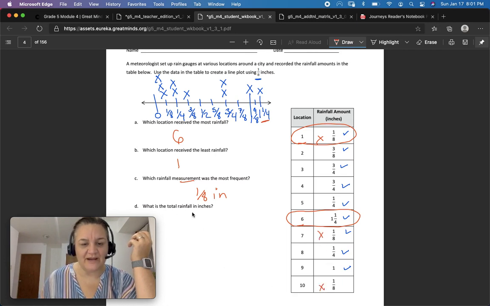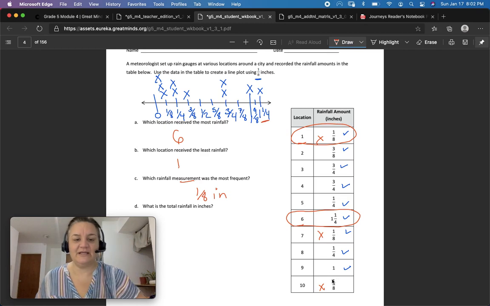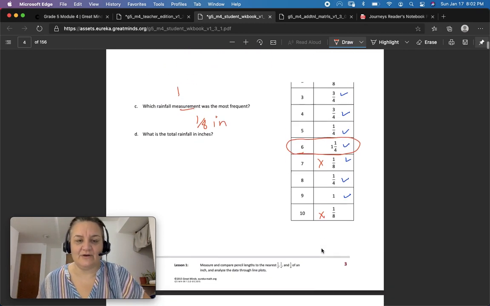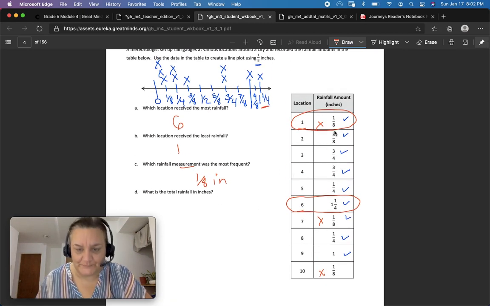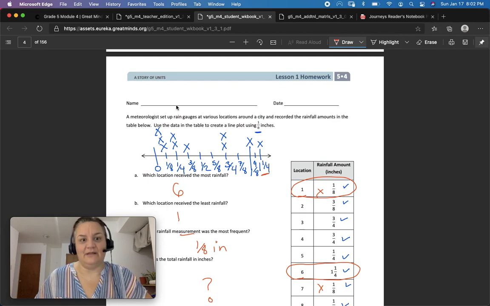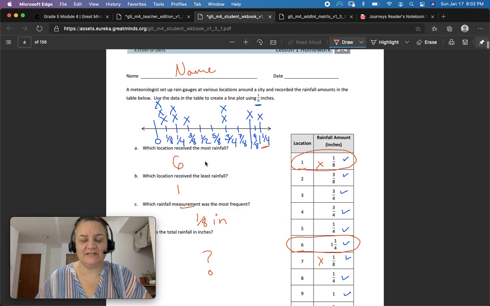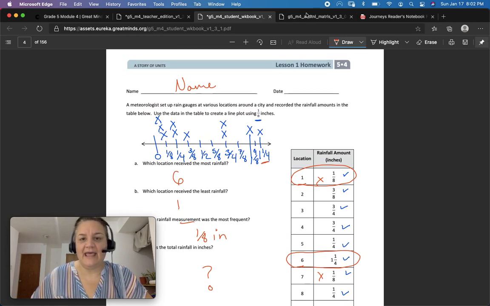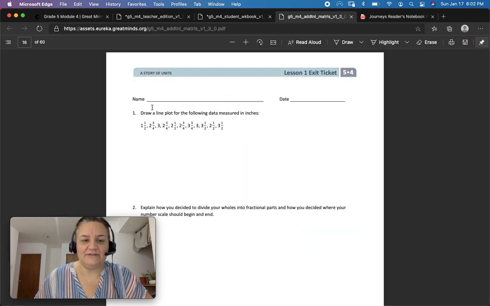What is the total rainfall in inches? Okay, now you need to add these together. And I'm going to let you do that on your own. That is your homework, okay? So 1/8 plus 3/8 plus 3/4, add those all up, okay? And that's your answer right here. I'm going to be looking for that in your homework, okay? I just gave you a lot of help there. Don't forget to write your name on it. Take a picture of this page, submit it, okay? And don't forget to do your exit ticket.